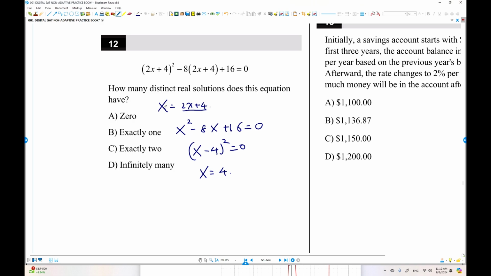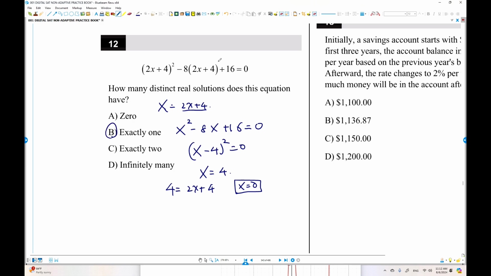So what is that? This is 4. 4 equals 2x plus 4, right? So x equals what? 0, isn't it? So exactly one value. Number 12, B is the answer.